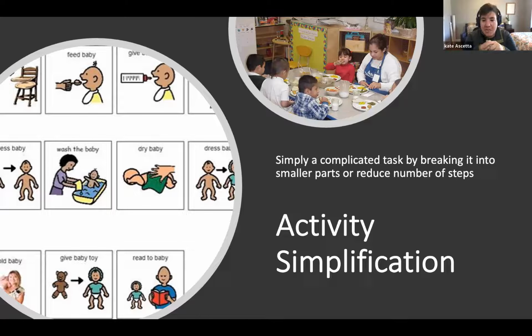You can think about this for your transition routine, where you have kids go from circle to line up for the bathroom, to wash hands, back to circle, to the table. That's a lot. Is there a way you can simplify that if a child gets frustrated or has difficulty following multi-step directions? Can you cut out some of those pieces in order to support independence by reducing those steps?